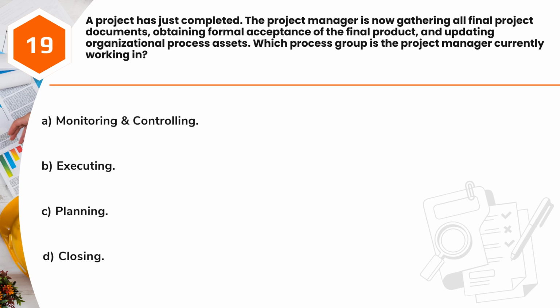Question 19. A project has just completed. The project manager is now gathering all final project documents, obtaining formal acceptance of the final product, and updating organizational process assets. Which process group is the project manager currently working in? A. Monitoring and controlling. B. Executing. C. Planning. D. Closing.